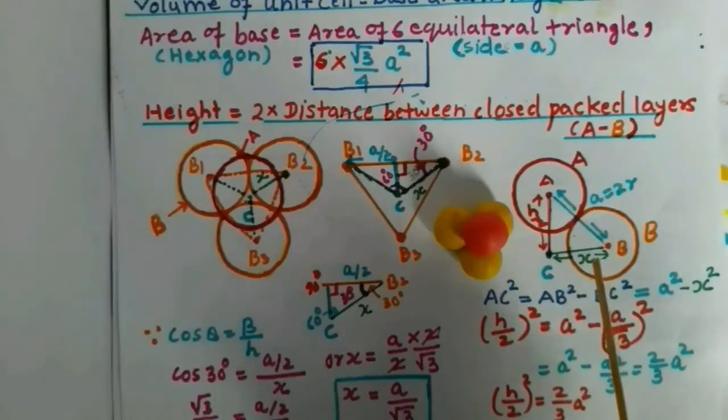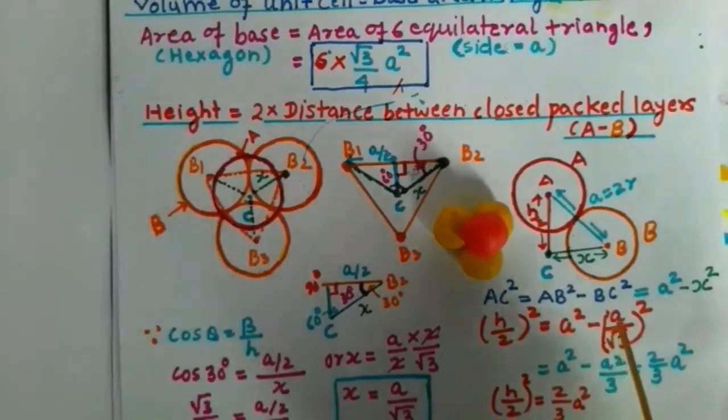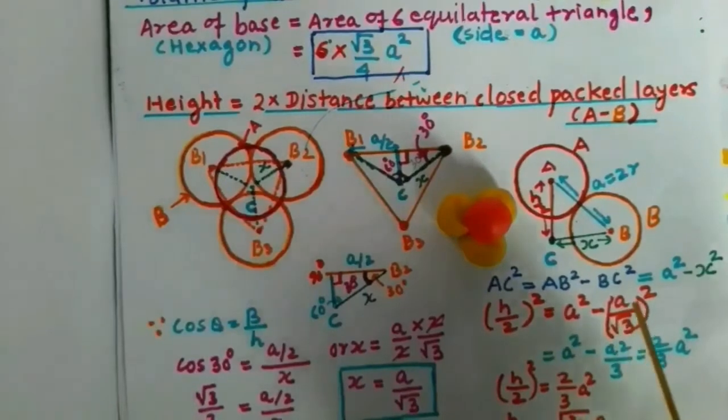Here this is the x, which is the distance between the center of the equilateral triangle formed by joining these three yellow balls and the center of the yellow ball. And we know that this red ball and this yellow ball touch each other, so the distance AB will be equal to a, and that is equal to twice of r. This AB is equal to a and CB is equal to x, so AC square will be a square minus x square, and AC is nothing but h by 2, so h by 2 whole square is equal to a square minus a by root 3 whole square.